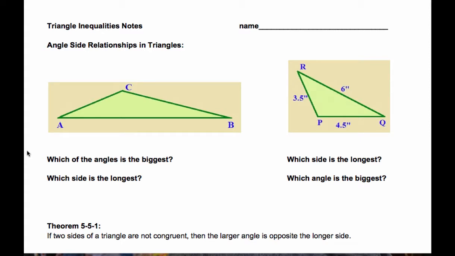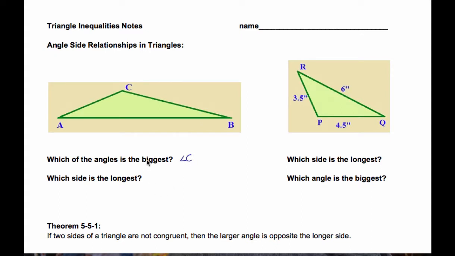What I'm going to ask you to do is look at these two examples and answer two questions. Which of the angles is the biggest and which side is the longest? Okay, so let's take a look here. If you had to guess, which of these three angles, A, B, or C, would be the biggest? Okay, hopefully you said angle C.